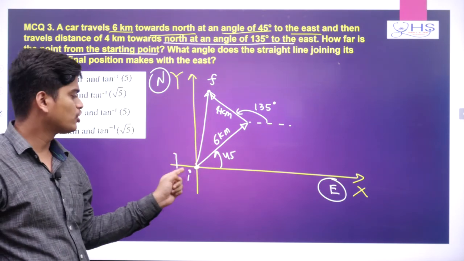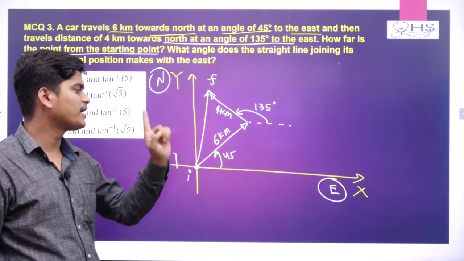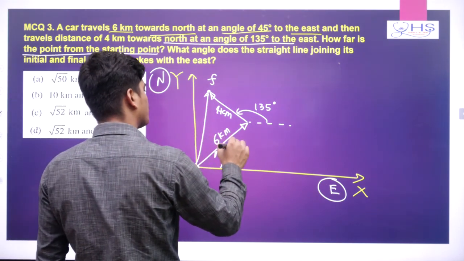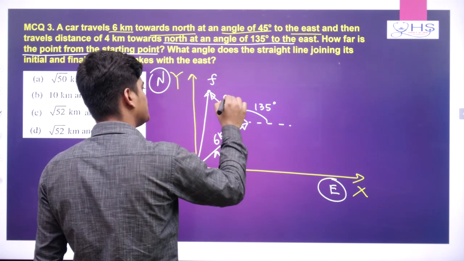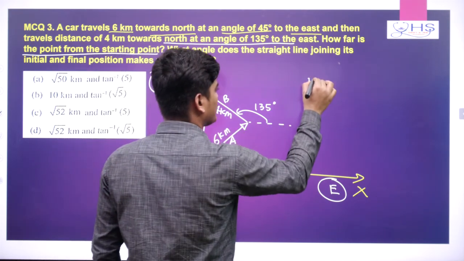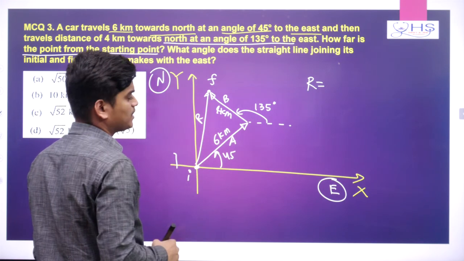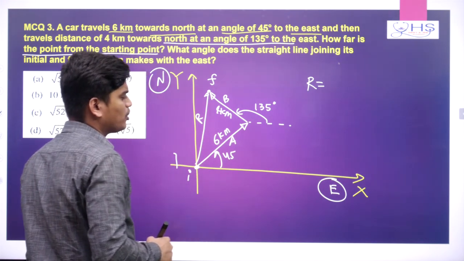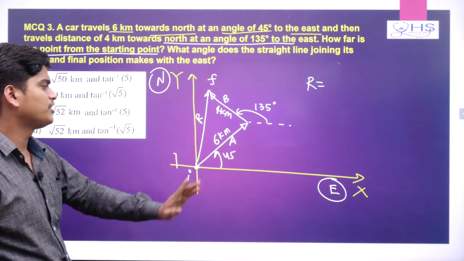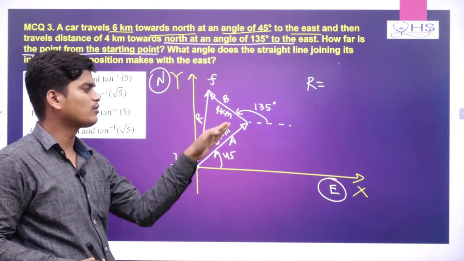So here there are two vectors, one vector like this, another vector like this, and another vector from the initial to the final point, which is the resultant vector. Suppose this is A, this is B, and this will be the R vector. Now what is the R vector magnitude? You need to check the angle between this 6 kilometer and 4 kilometer, that means the angle between the A vector and the B vector.